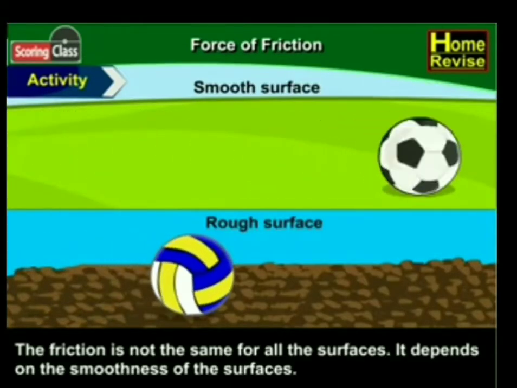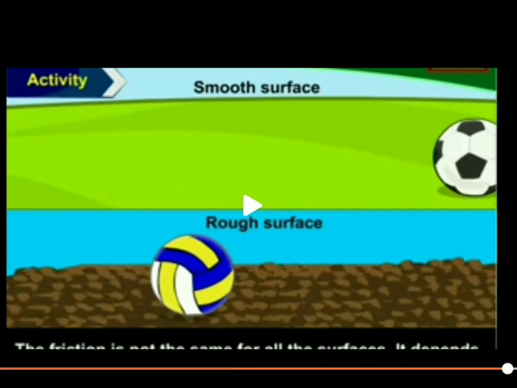You can see that there is a lot of difference between a ball moving on a smooth surface and a ball moving on a rough surface. So even the surface matters. If the ball is moving on a smooth surface, it can easily move a long distance and then stops. Of course, there is friction on a smooth surface also, but the friction is less on a smooth surface and more on a rough surface. That is why the ball stops immediately.